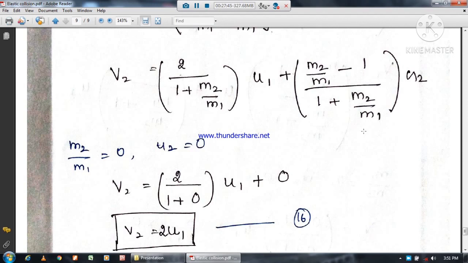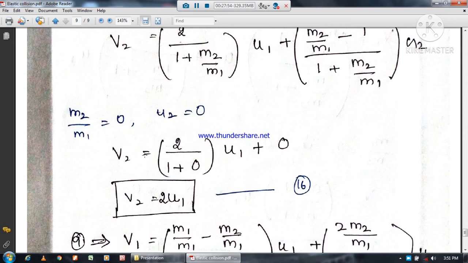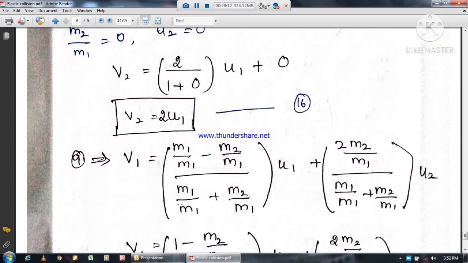So v2 is equal to 2 divided by (1 plus m2 divided by m1) into u1, plus (m2 divided by m1 minus 1) divided by (1 plus m2 divided by m1) into u2, right? Now if we put m2 divided by m1 is equal to 0 and u2 is 0, we get v2 is equal to 2 divided by 1 plus 0 into u1, and u2 is 0, so this total term becomes 0. So v2 is equal to 2 into u1.